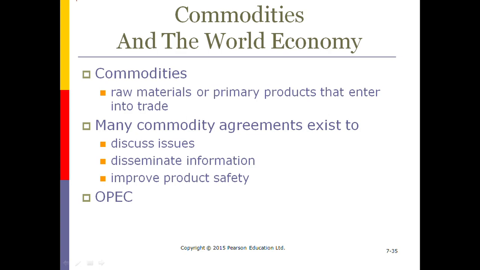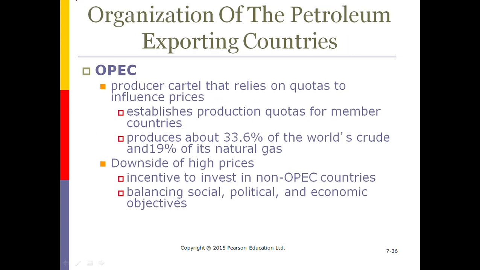The best example for commodity integration is OPEC, that is the Organization of the Petroleum Exporting Countries. OPEC is a producers' cartel that relies on quotas to influence prices. Of course, we know that Saudi Arabia is a member of OPEC. It establishes production quotas for member countries. That is, it restricts the quantity that a particular country could extract from nature, and it produces about 33.6% of the world's crude and 19% of the natural gas. That is, countries which fall under OPEC actually produce a huge quantity of world crude oil and also natural gas.